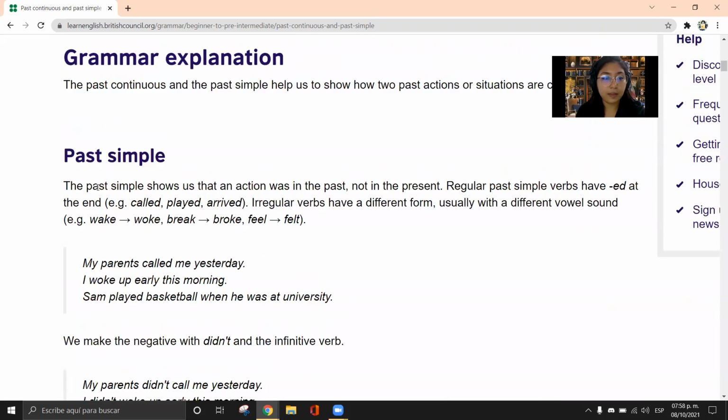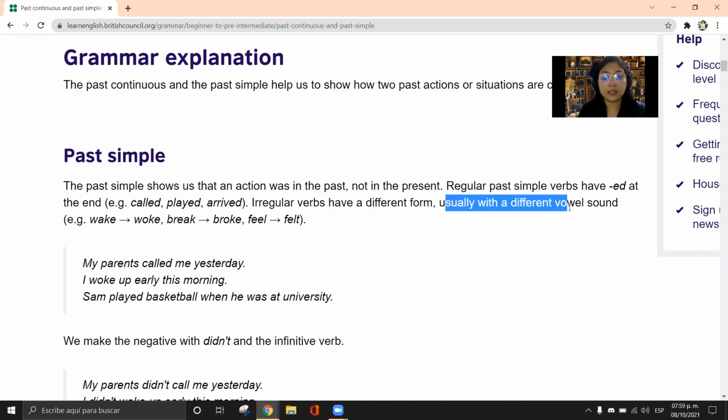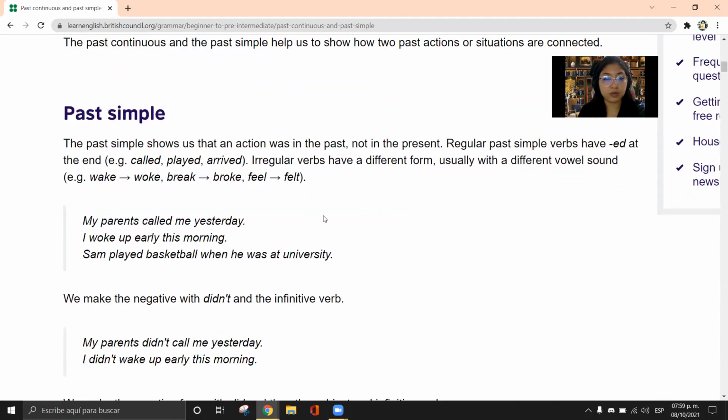So for example, the past simple shows us that an action was in the past, not in the present, obviously. Regular past simple verbs have -ed at the end, like called, played, arrived, and irregular verbs have a different form, usually with a different vowel sound, like wake, woke, break, broke, feel, and felt. There are no specific rules to know how these verbs change, so you need to memorize them or study them again to review them so that you can remember the forms, right?